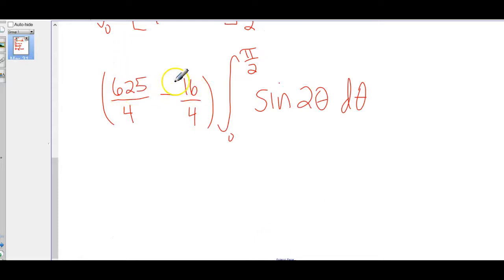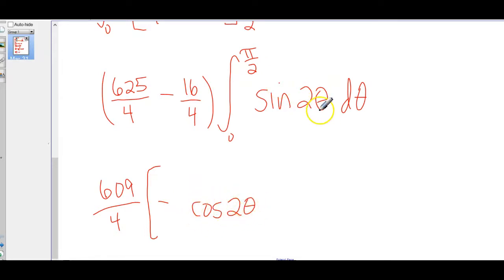Alright, 625 minus 16 is going to be 609 fourths. Alright, and then the antiderivative of sine of 2 theta. Alright, so I got sine of 2 theta. The antiderivative, whose derivative is sine 2 theta? It's negative cosine 2 theta. Alright, but because I would chain on this 2, and I don't have it, I'd have a 1/2 out there. Alright, then I got a pi over 2 down to 0.